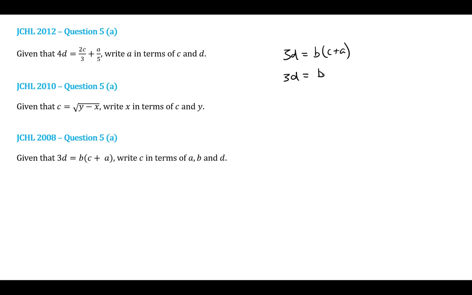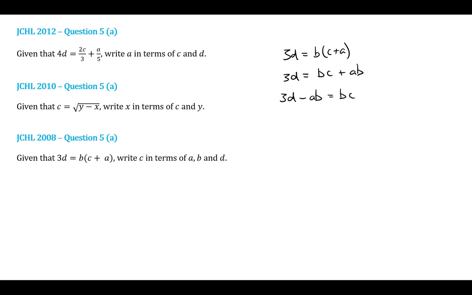So b by c is bc and b by a is ab or ba. Let's write it in alphabetical order. I'm trying to get the c by itself, so I'm going to subtract an ab from both sides. So 3d minus ab is equal to bc.